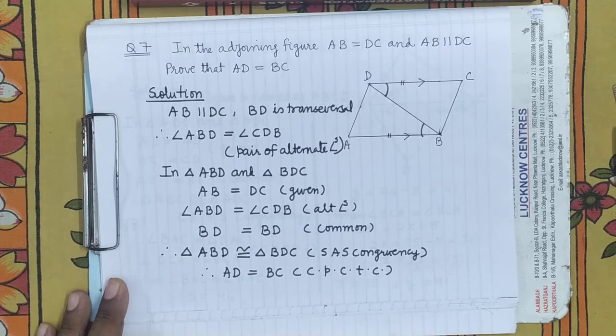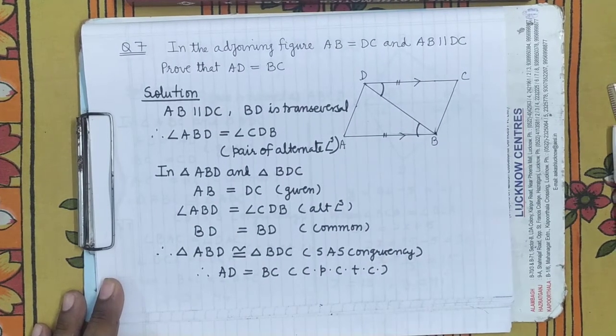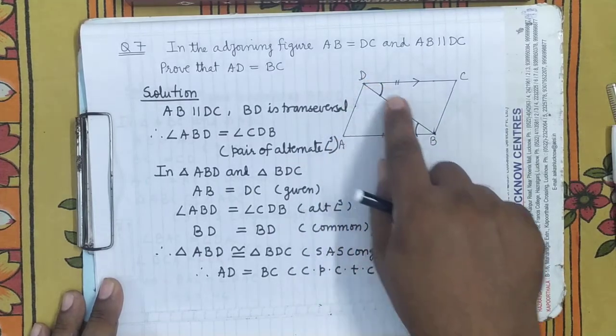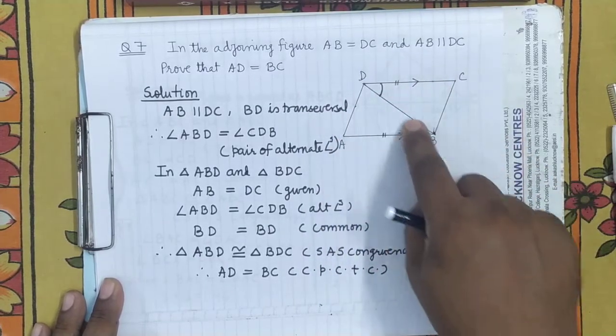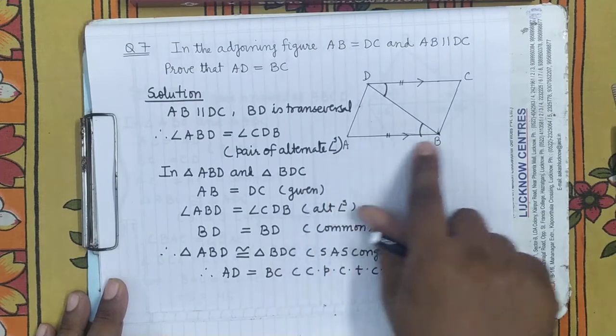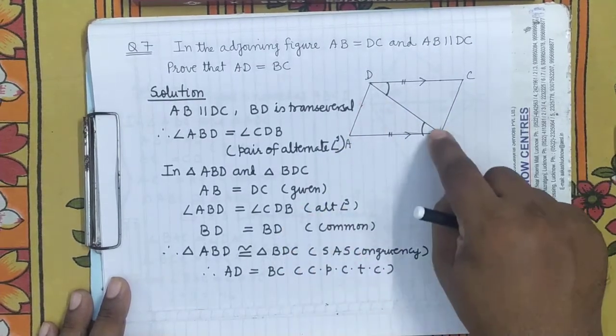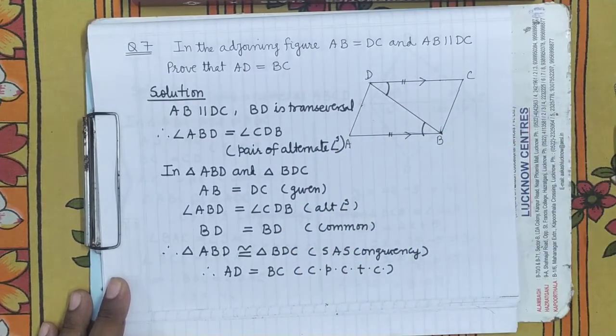Now you have to prove AD equals BC. So which two triangles will you take? You will take triangle ABD and triangle BDC. These two triangles we will prove congruent. And how will you prove congruent? First you decide how you will prove congruent, then you can write.